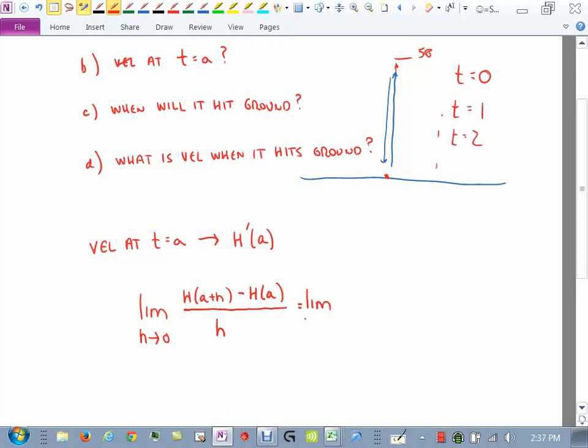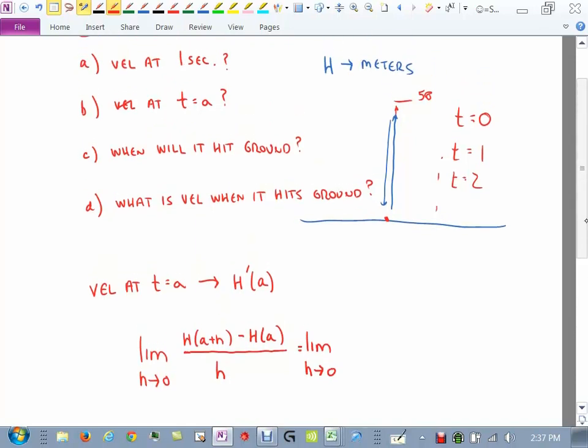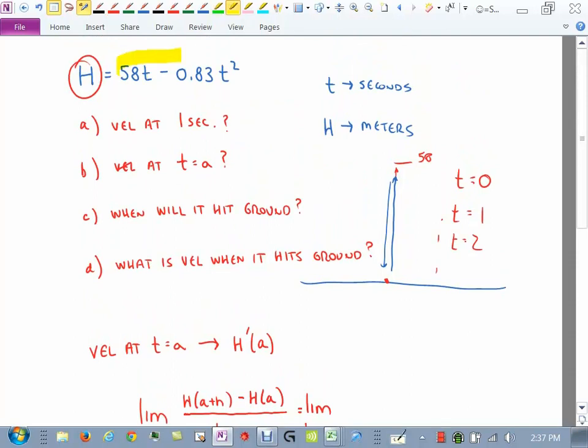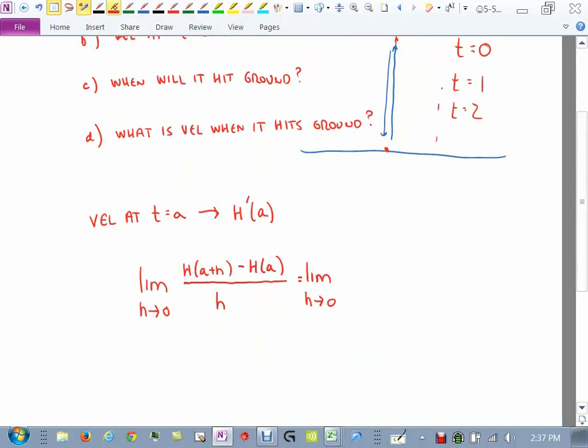Okay, what we need to do is plug a plus h into our function. So remember, our function is up here. Plug a plus h into this. So we should get 58 times a plus h minus 0.83 times a plus h squared, then minus, what is f of a? Well, f of a is 58a minus 0.83a squared. Then all of that divided by h.